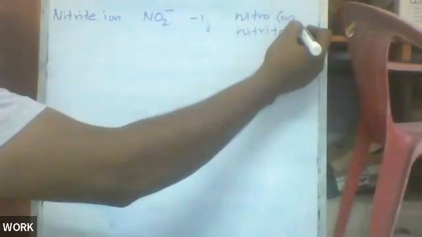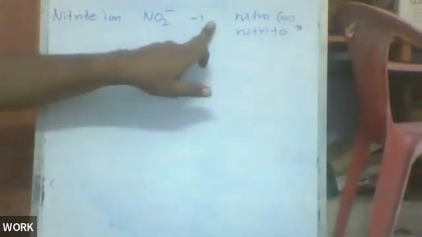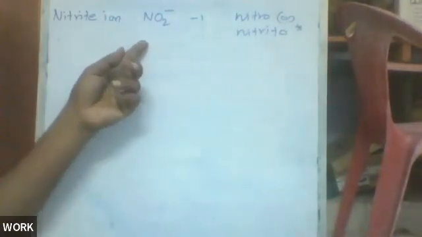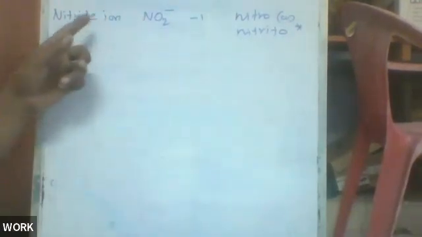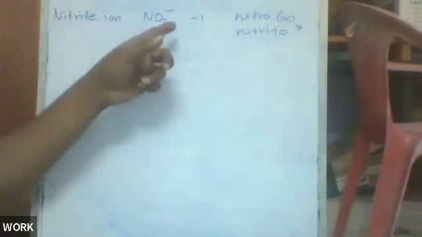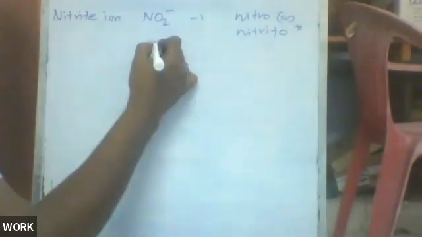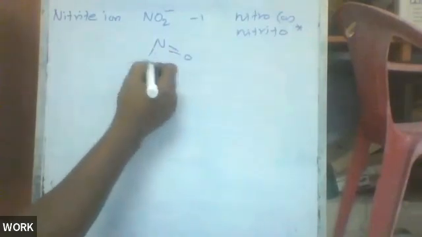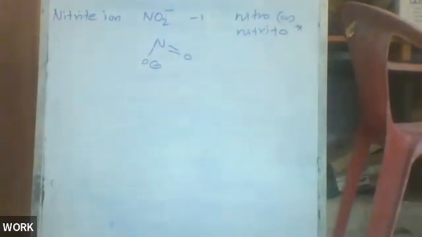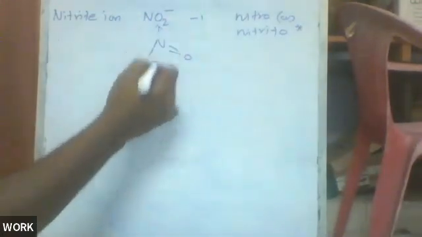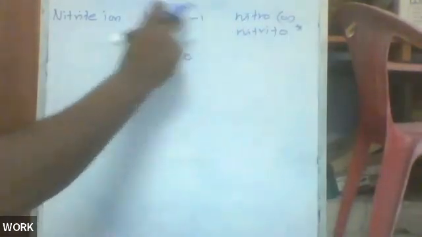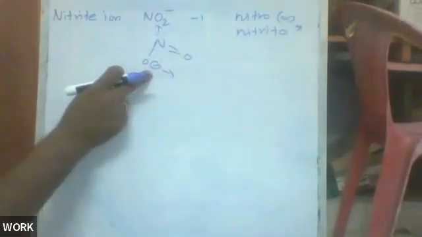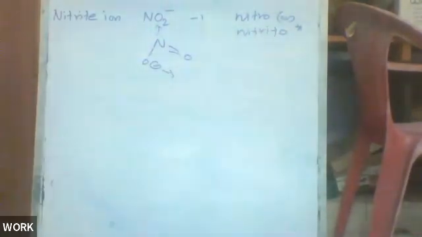Here you keep in mind it has linkage isomerism, which we will study when we study isomerism. It can coordinate through nitrogen or through oxygen, because the nitrite ion is NO2 minus. The nitrogen has a lone pair also. When it coordinates through nitrogen, it becomes nitro. When it coordinates through oxygen, it becomes nitrito.